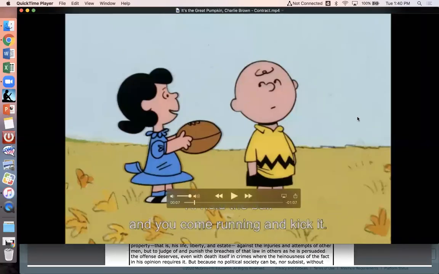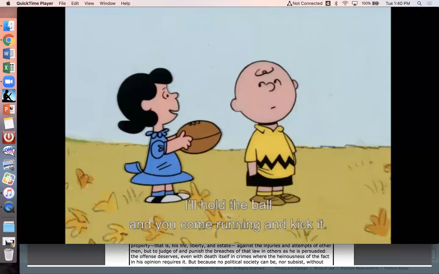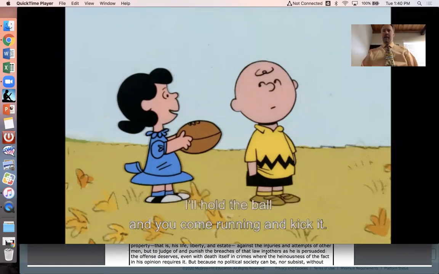All right, we're going to look at It's the Great Pumpkin, Charlie Brown. I have a clip, and here we see Lucy holding a football. Charlie Brown, she's captured his attention a little bit. You can see in that image. And she is offering him to kick this football. And she's caught his attention.